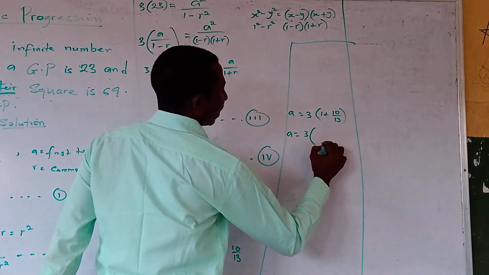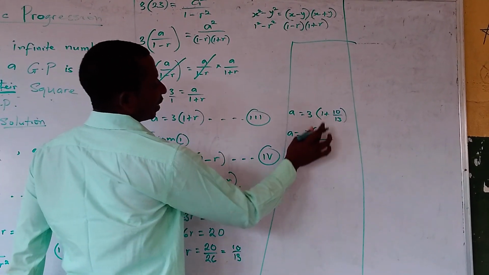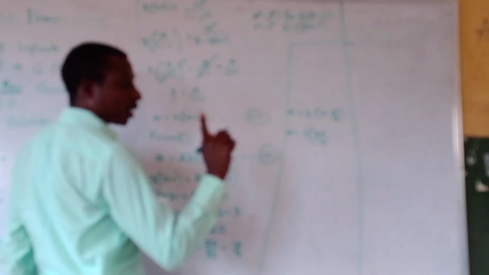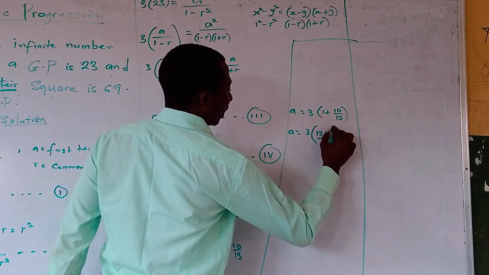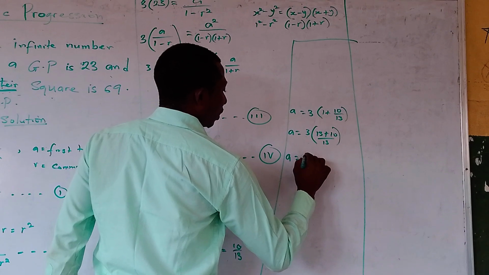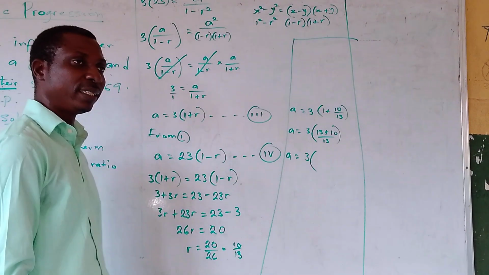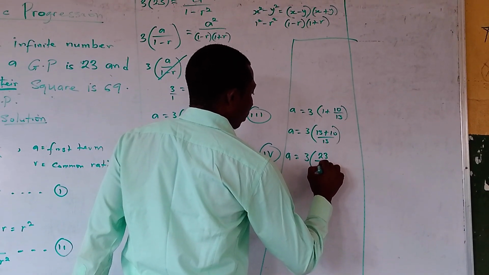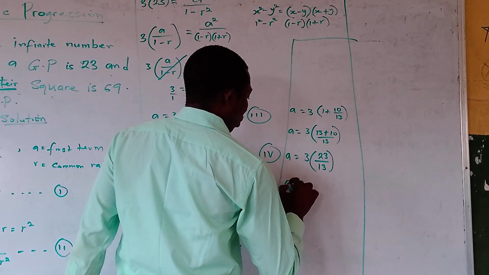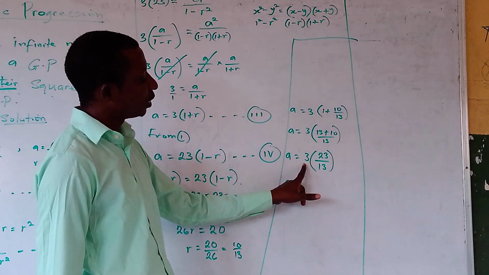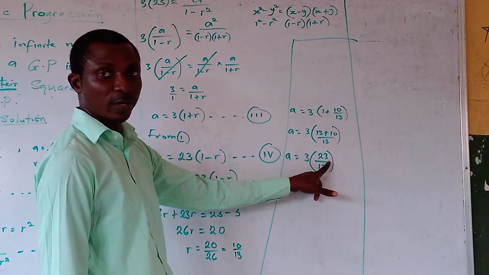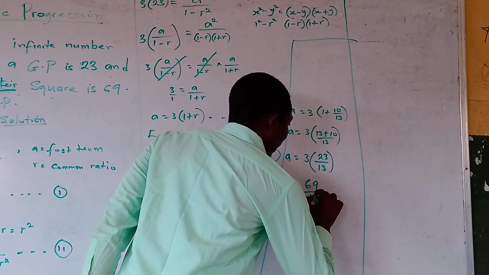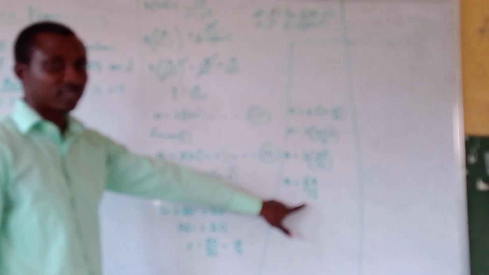Now find the LCM here. That's 13. 1 goes to 13 is 13. 13 times 1 is 13. Plus 13 goes to 13 is 1. That 1 times 10 is 10. So we have A to be equal to 3 open brackets, 13 plus 10 is 23 over 13. So we now have A to be, when you use 3 to multiply this, so this 3 will multiply the numerator here. And that gives you what? 69 over 13. And this is going to be the first term.